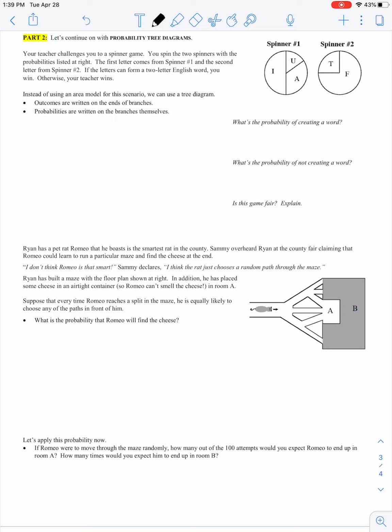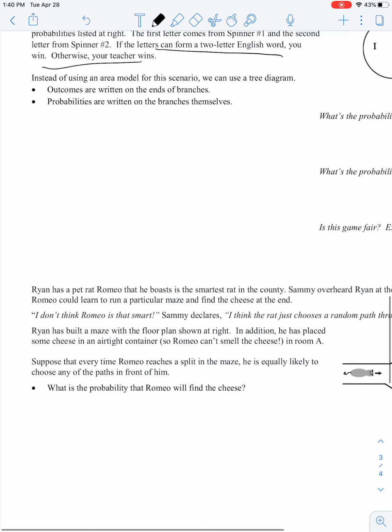Okay, your teacher challenges you to a spinner game. You spin 2 spinners with the probabilities listed at right. The first letter comes from spinner 1, and the second letter comes from spinner 2. If the letters can form a 2-letter English word, you win. Otherwise, the teacher wins. Instead of using an area model for this scenario, we can use a tree diagram. So let's first make the tree diagram of the possibilities, and then we will use that to answer our questions.